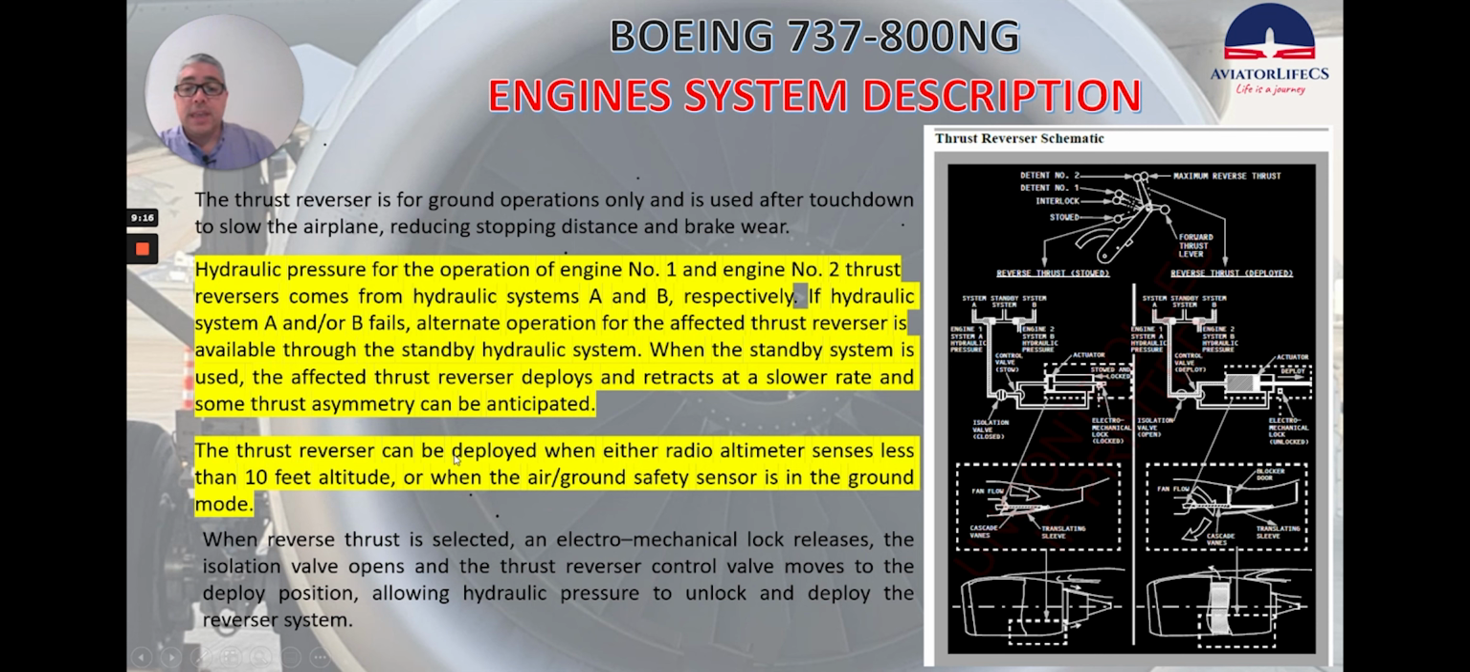The thrust reverser can be deployed when either radio altimeter senses less than 10 feet altitude, or when the air-ground safety sensor is in the ground mode. When reverse thrust is selected, an electromechanical lock releases. The isolation valve opens and the thrust reverser control valve moves to the deployed position, allowing hydraulic pressure to unlock and deploy the reverser system.